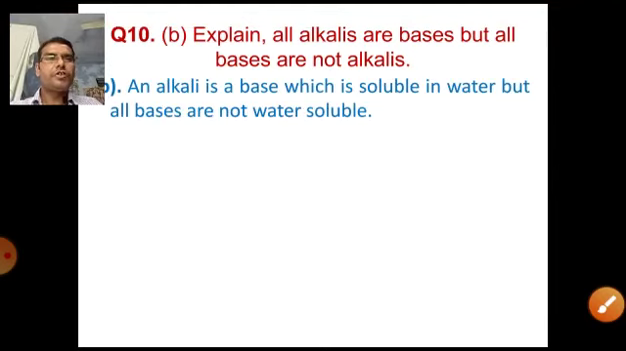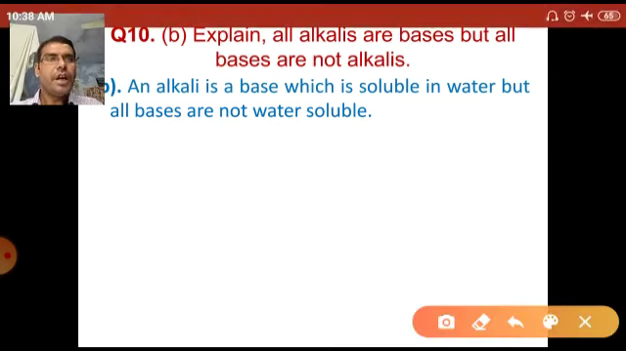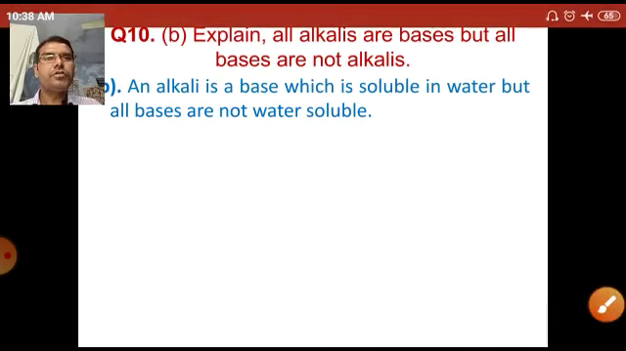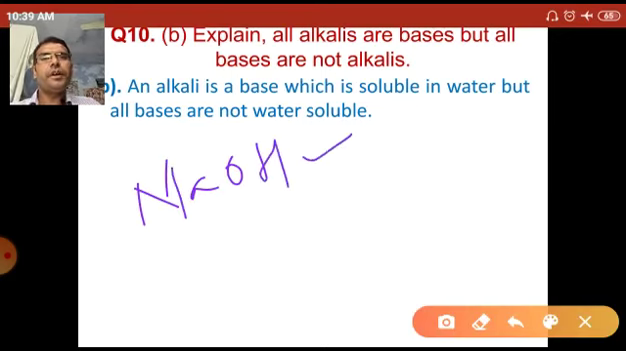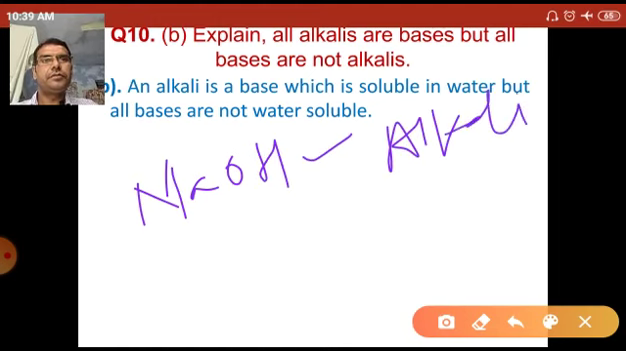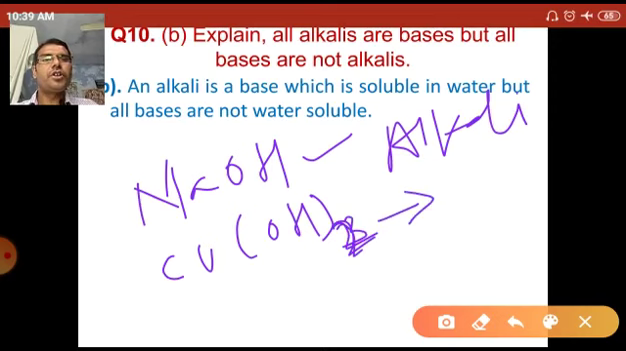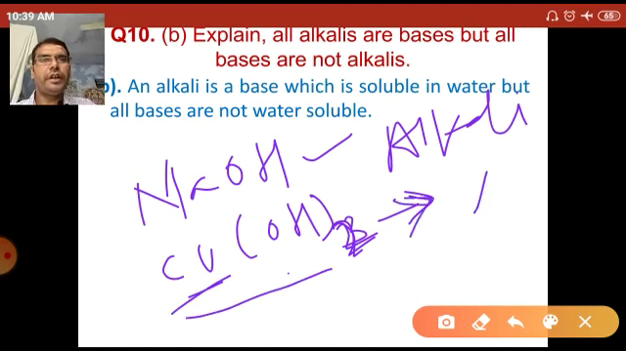So the explanation is, an alkali is a base which is soluble in water, but all bases are not soluble in water. As for example, NaOH is a base that dissolves in water, so NaOH is called an alkali. But copper hydroxide, Cu(OH)2, cupric hydroxide, is not dissolved in water, but it is a base because it is a metal hydroxide. It is a base, but it does not dissolve in water, so it is not an alkali.